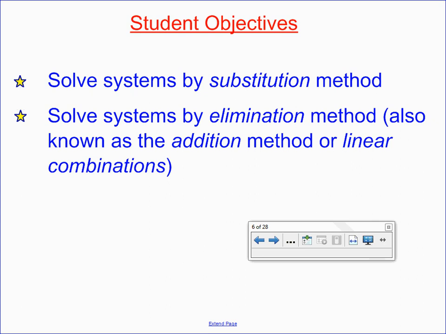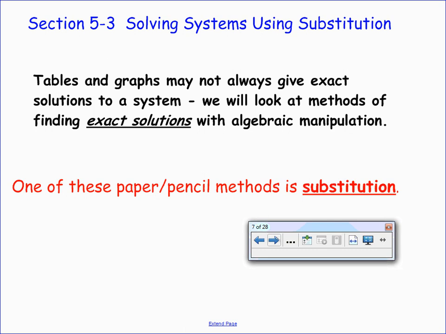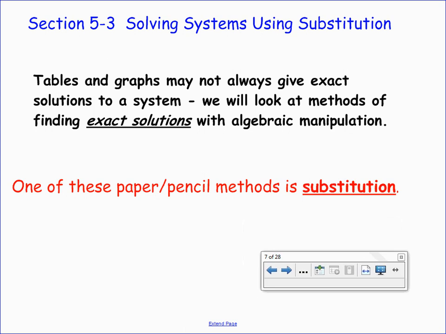Today we're going to solve systems algebraically using strictly pencil and paper methods. And our two methods today we're going to look at are the substitution method and the elimination method. The elimination method is also known as the addition method or linear combinations, and we'll see a reason for that in just a minute. First, though, tables and graphs may not always give exact solutions to a system.